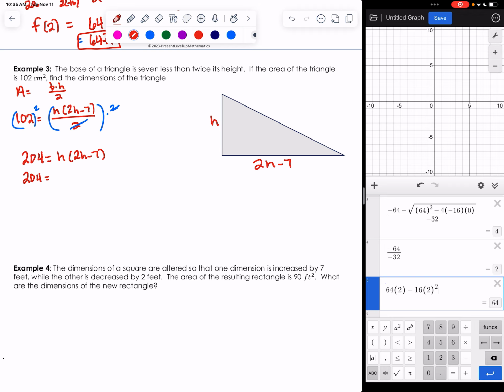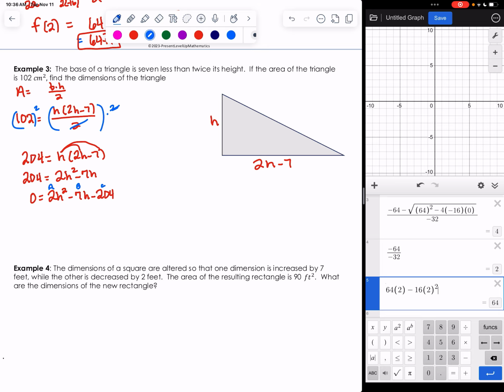204, h times 2h would be 2h squared, and h times the negative 7 would be negative 7h. Now let's put this in standard form by subtracting 204 from both sides. So 2h squared minus 7h minus 204. Now we can solve this equation for h. This is your A, this is your B, and this is your C.